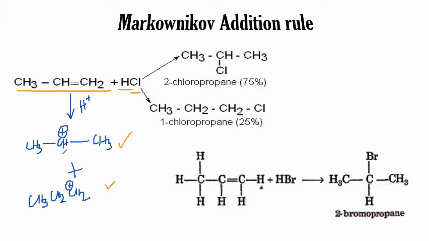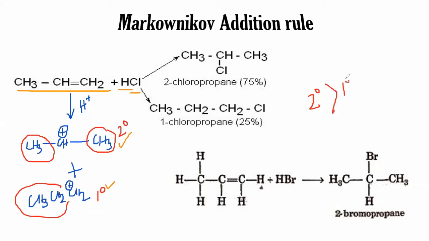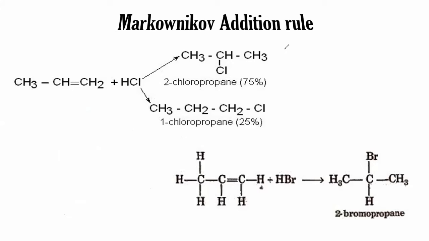Now if we see this particular structure here, how many substitutions are there? There is one methyl group and the other methyl group, so it is 2 degree, right? Now here only one substitution is there, that is ethyl, so it is 1 degree, right? And we know very well that a 2 degree carbocation is more stable than a 1 degree carbocation. So the 2 degree carbocation, which results in this product, will be the major product, and the 1 degree carbocation, which results in the second product, will be the minor product. Okay, as simple as that.